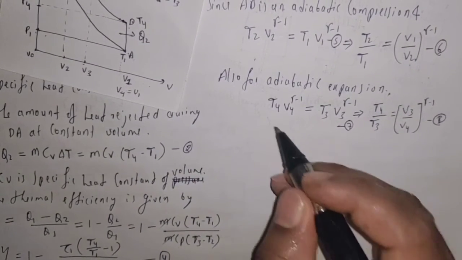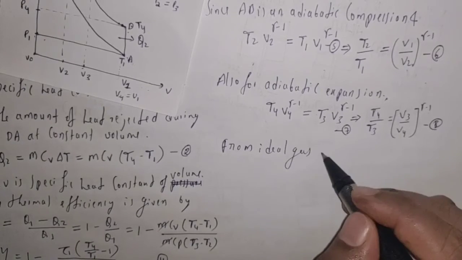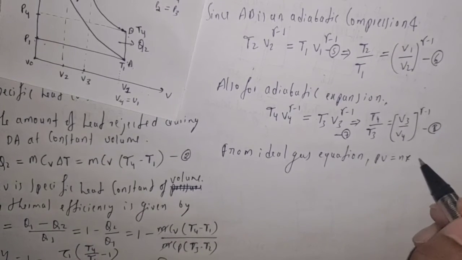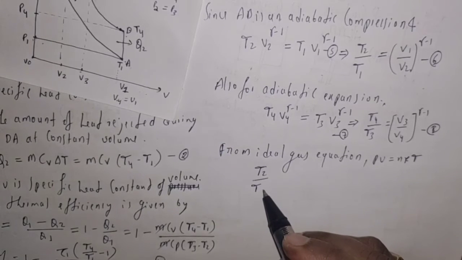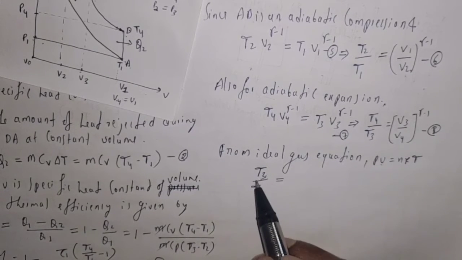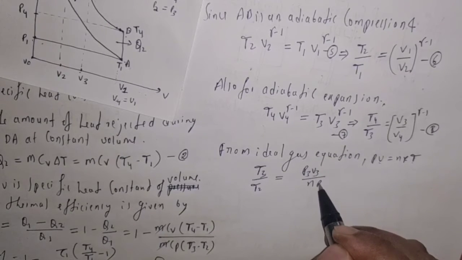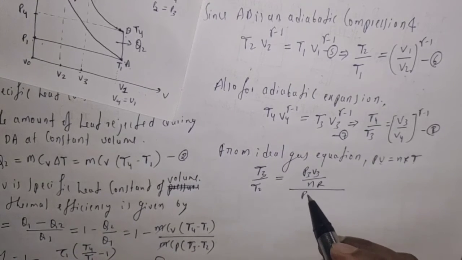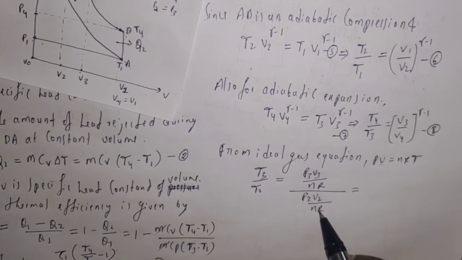Okay, and one more thing, from the ideal gas equation we have PV is equal to nRT, and here let us write T3 by T2, which is equal to, using the ideal gas equation, in place of T3 I am going to write P3 V3 divided by nR, and also divided by, for T2 I am going to write P2 V2 divided by nR. Here nR gets cancelled.